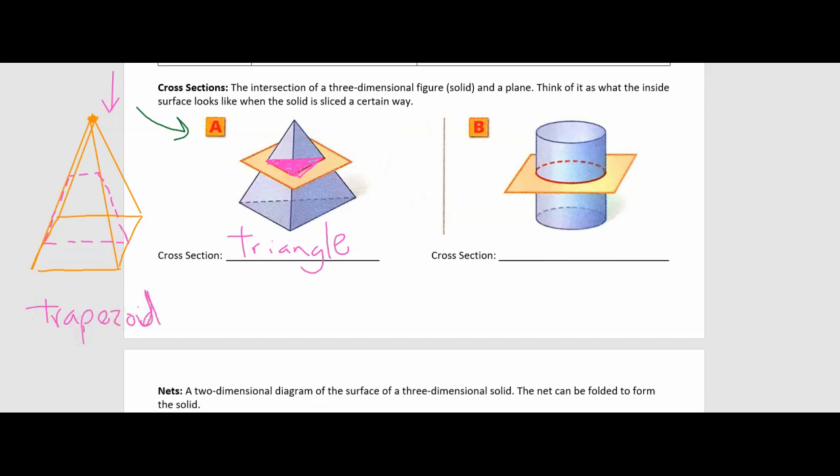So whenever you slice a figure, it can have many different types of cross sections. It depends on how you slice it.